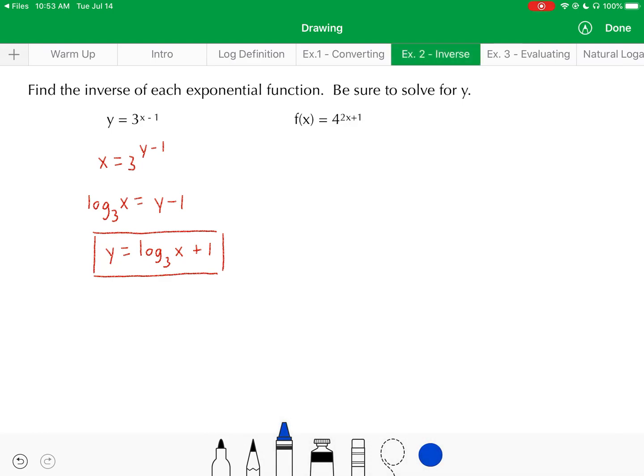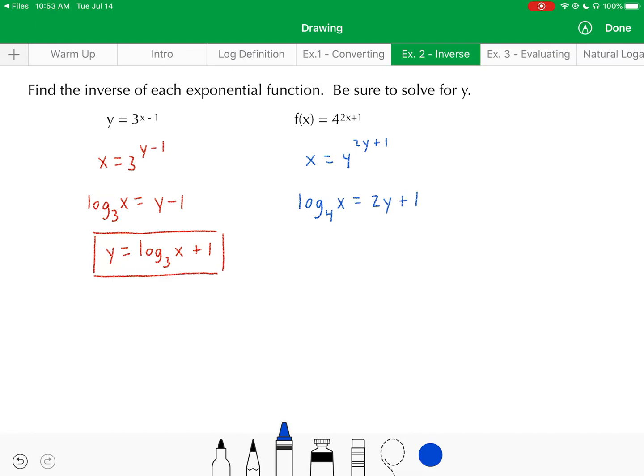For the next equation, f of x equals 4 to the power of 2x plus 1. We know f of x is the same as y, right? So I'm going to begin by switching the positions of x and y. x equals 4 to the power of 2y plus 1. I'm going to go from exponential form into logarithmic form. That would be log base 4 of x equals 2y plus 1.